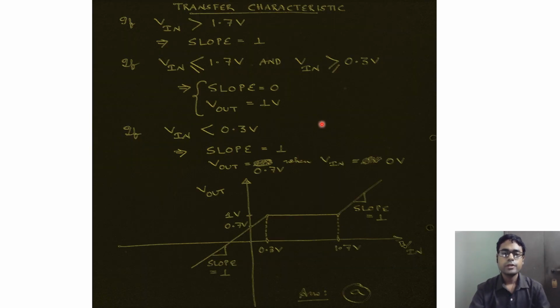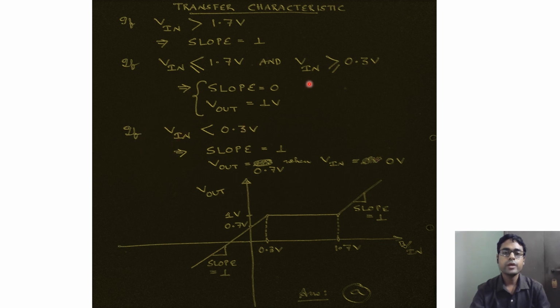So finally, we look at the transfer characteristic, which is what the question desired us to find out. If we look at the various responses that we obtained, the first one was, if the input voltage exceeds 1.7 volt, we found that the slope was equal to 1. In the second case, we found that if the input voltage was lesser than 0.3 volt, the slope was still equal to 1. And if we set the input voltage as 0 volt, the output voltage would be 0.7 volt. It came from the equation V0 is equal to V in plus 0.7 for this circuit.